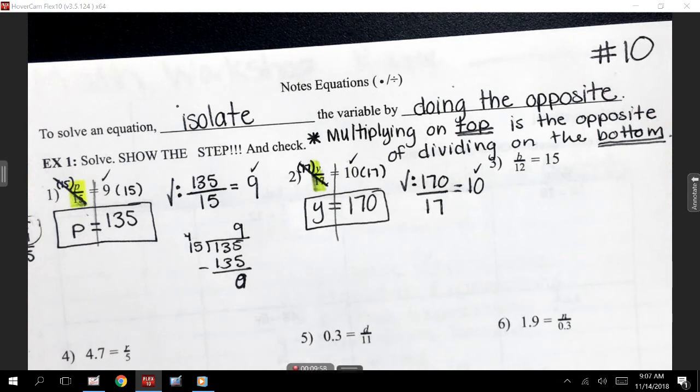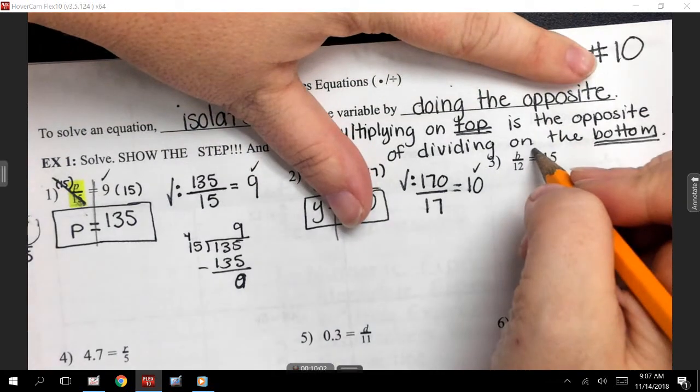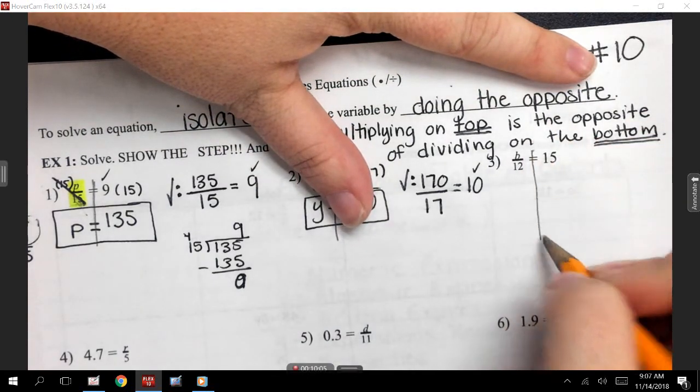Number 3, what am I going to do to number 3 to work out number 3? I'm going to go ahead and split it. Hannah?